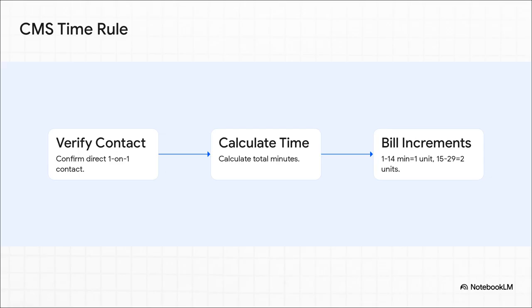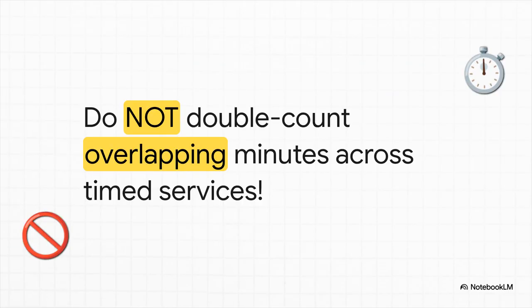The standard goes like this. 8 to 22 minutes is 1 unit, and 23 to 37 minutes is 2 units. Note how 1 to 14 minutes is often simplified in study guides, but remember, the 8-minute threshold is absolutely key to making this work. But beware of this massive trap. Never fall for double counting overlapping minutes across different timed services. You absolutely cannot bill 2 different constant attendance modalities for the exact same 15-minute window without clear documentation of separate, distinct, non-overlapping direct contact time.